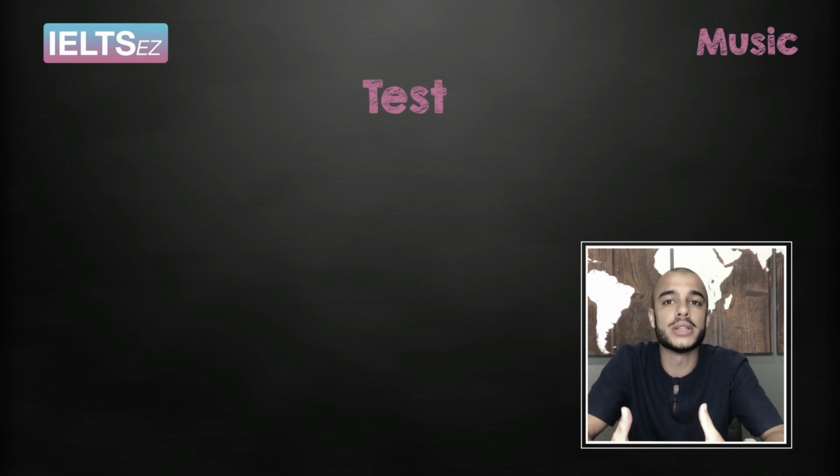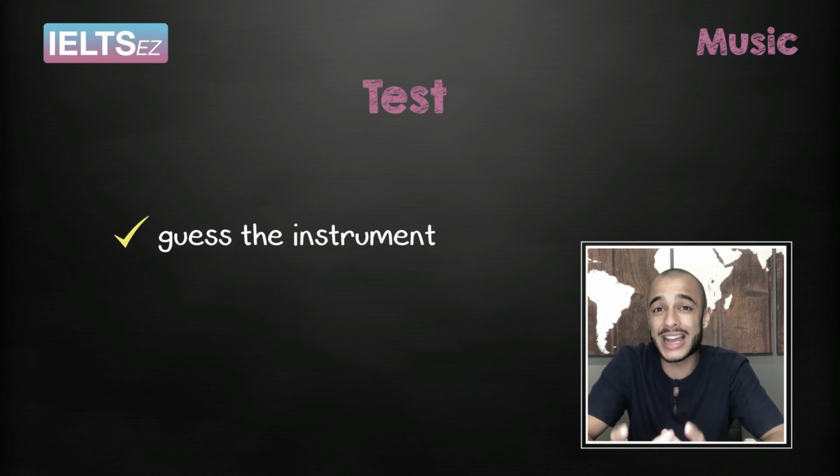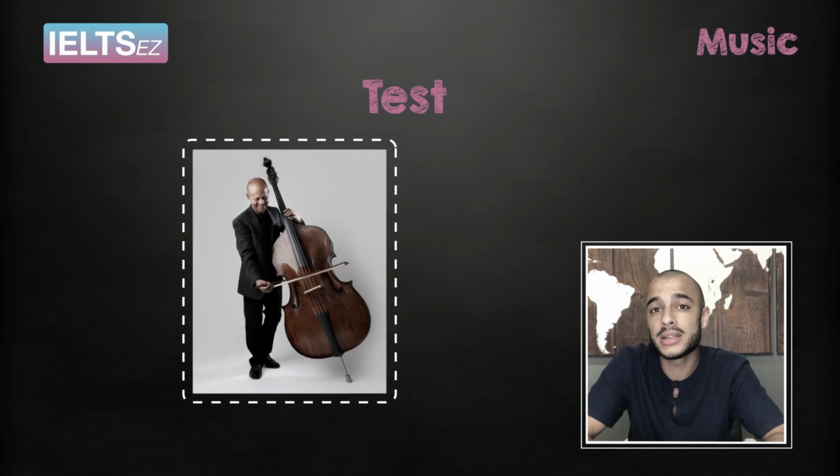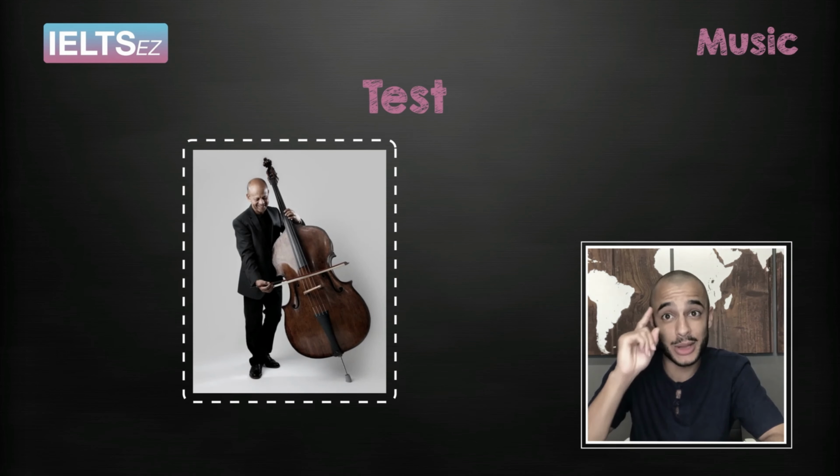I will show you a close-up image of an instrument, and first you need to guess the instrument, and then after that try to name 2 music styles associated with that instrument. Of course, there might be more than 2 music styles, and afterwards I will give you just 2 examples. Here is the first picture. I will give you a few seconds to think about it.